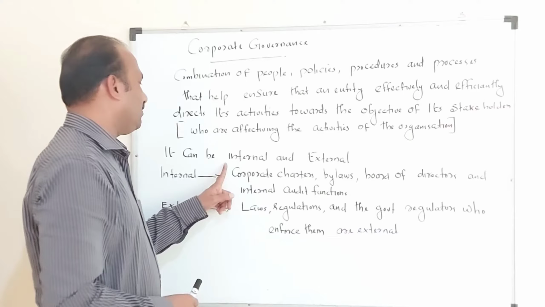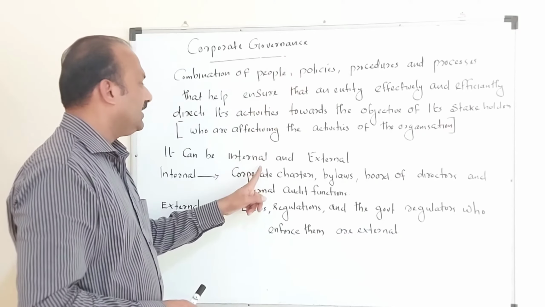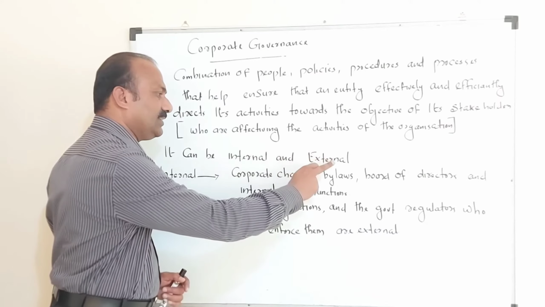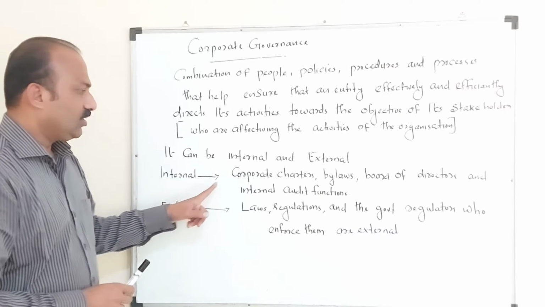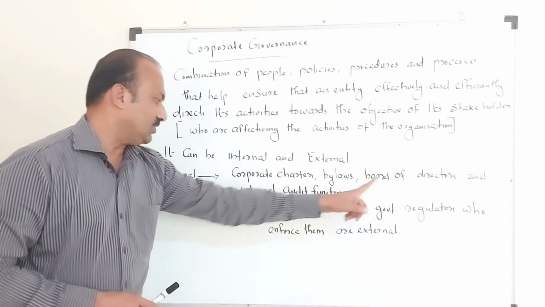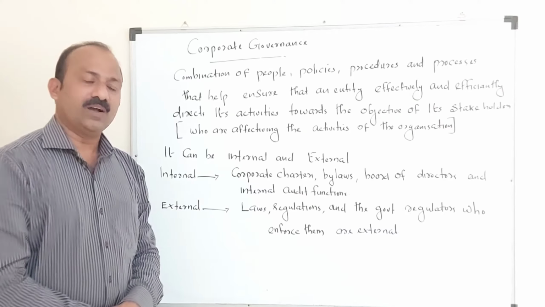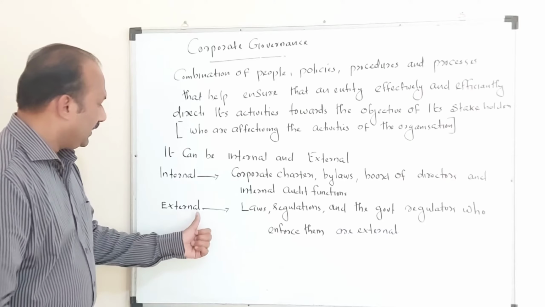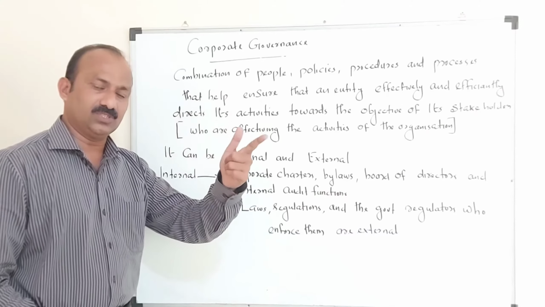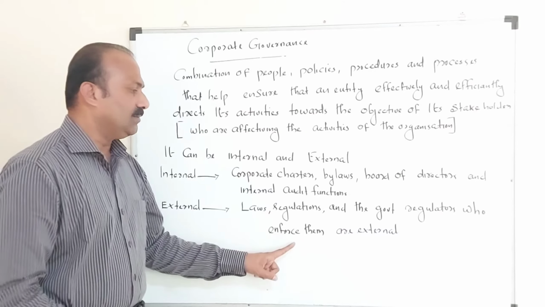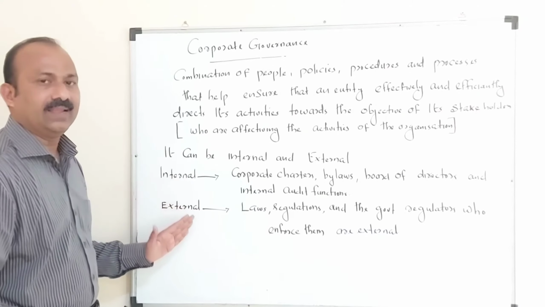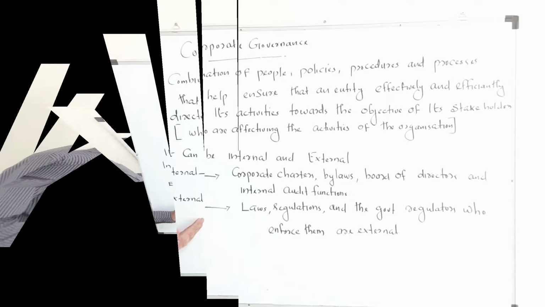So corporate governance can be internal and external. Internal means corporate charters, bylaws, board of directors and internal audit functions. External means what? Some laws, regulations and the government regulators who enforce them are treated as external. So there should be both internal and external corporate governance.